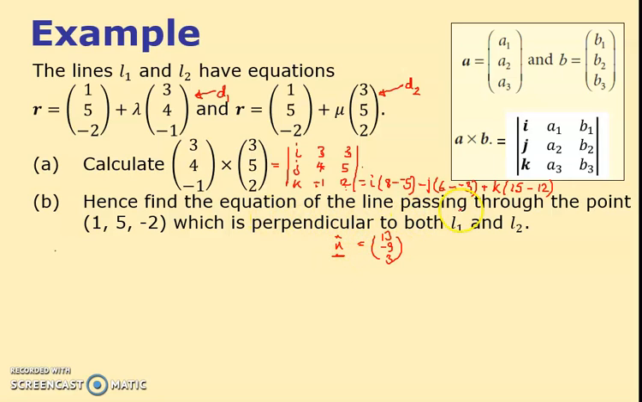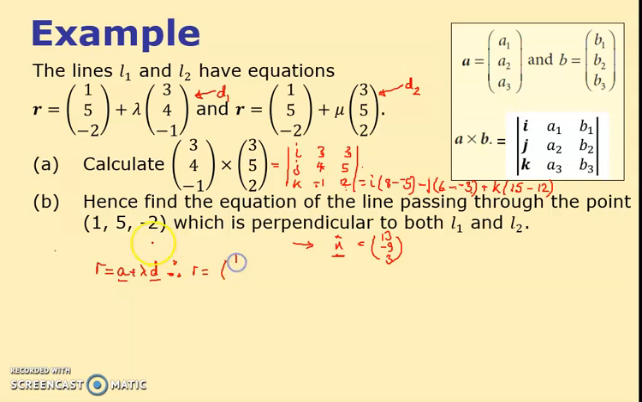Hence find the equation of the line passing through this point, which is perpendicular to both L1 and L2. Alright, so basically I'm going to use the fact that I know that this is the perpendicular vector, and it goes through this point. Well, this is the equation of the line. We know that all lines are r equals a plus lambda d, where d is the direction vector. That's what these were. So in this particular case, I'm going to write therefore r equals a. What's my a? It's a point on the line.